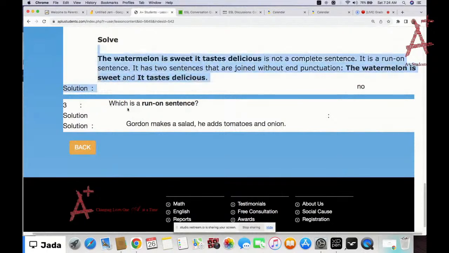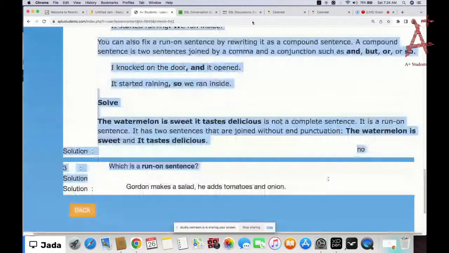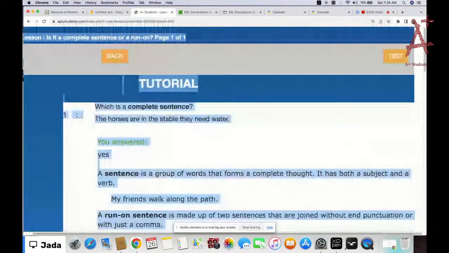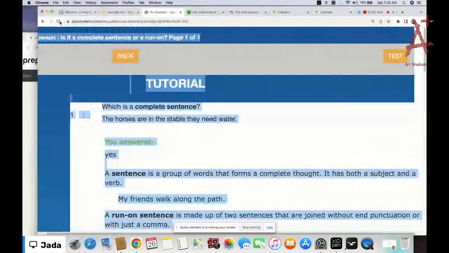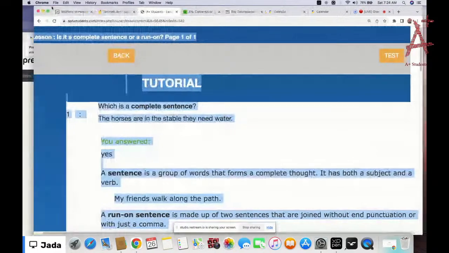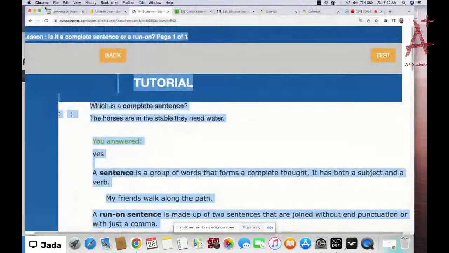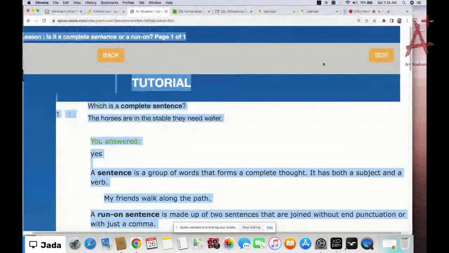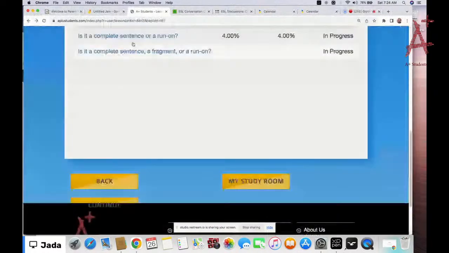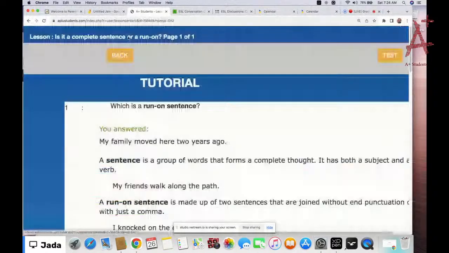Which is a run-on sentence. Gordon makes a salad, he adds tomatoes and onions. Okay, so yeah, that's basically it. Let's go through and see some more examples. Let's see some more examples before we move on to the test.